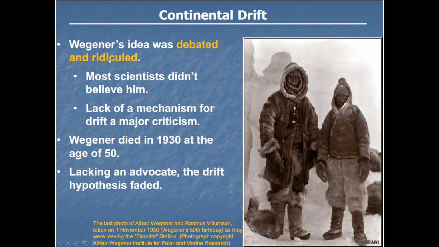Part of the major reason why his idea could not prosper is because he could not explain the mechanism by which continents eventually drifted away from each other and formed independent continents such as Africa, South America, Asia, and the like. So after Wegener's death in 1930, at the age of 50, his ideas started fading away because there was no one to advocate for them.